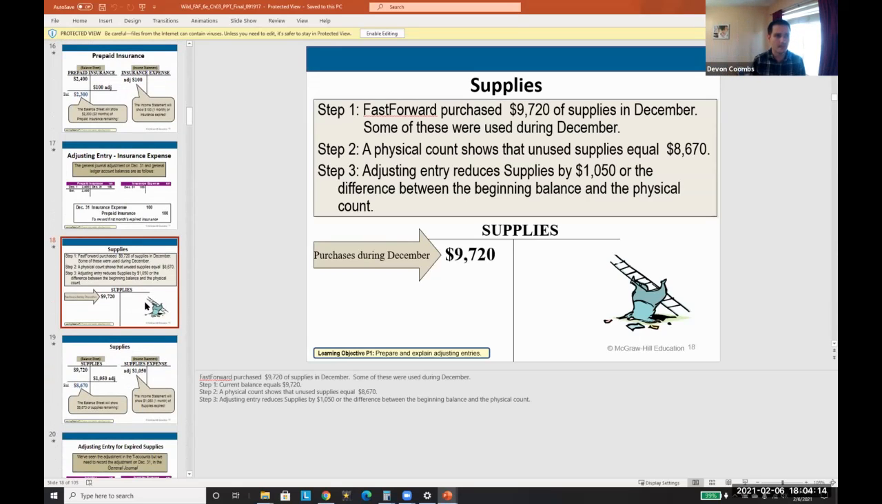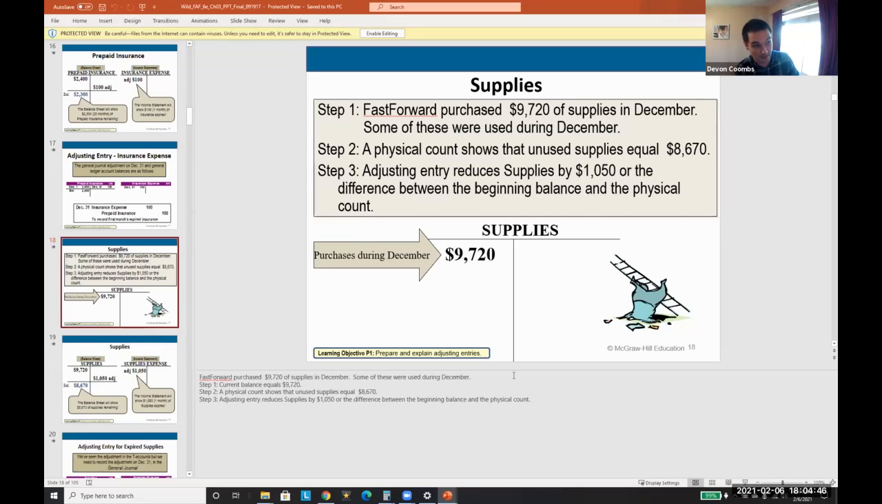Supplies. Fast forward, purchased $9,720 of supplies. When they purchased it, what's the journal entry? We debit what? Supplies? Yeah, we debit supplies for how much? $9,720. Exactly. That's how I want you thinking. Whenever you see a transaction, that's how my brain works now. Whenever I do something, I think, okay, I debit this and I credit that. That's how your brain needs to work for this class.